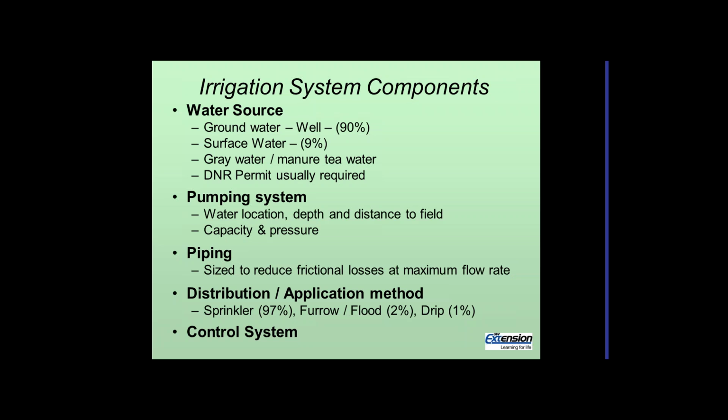in Wisconsin we don't have a lot of surface water canals, except for in cranberry bogs. They would use some canals for flooding, but typically in most cases we're using piping. So we need to size that to reduce the frictional losses at maximum flow rate. Otherwise that can be a significant energy user for an irrigation system.